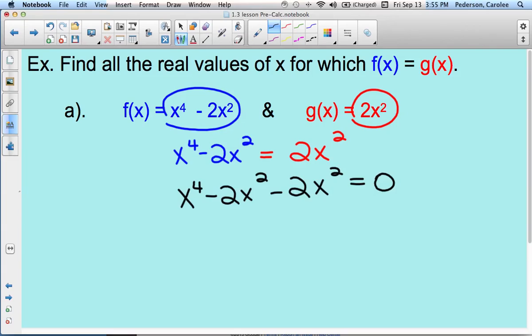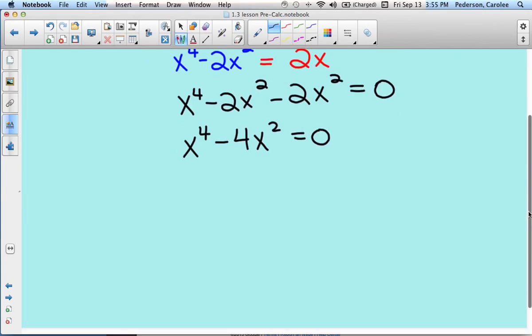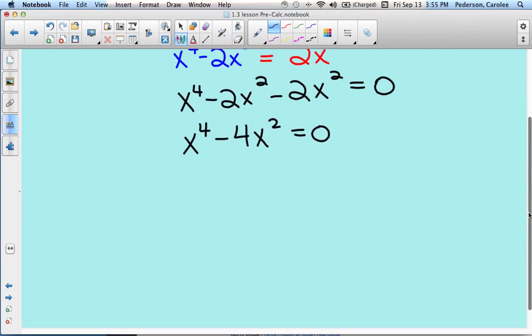Standard form means set everything equal to 0 and put it in descending order. So we have x to the fourth, and now we have like terms with negative 2x squared. Minus 2x squared is minus 4x squared. Now I'm going to factor out the greatest common factor. The greatest common factor for this is x squared. So I'm left with x squared minus 4.